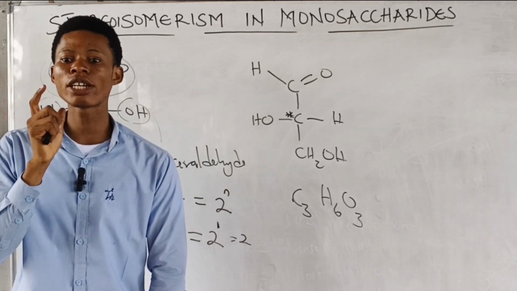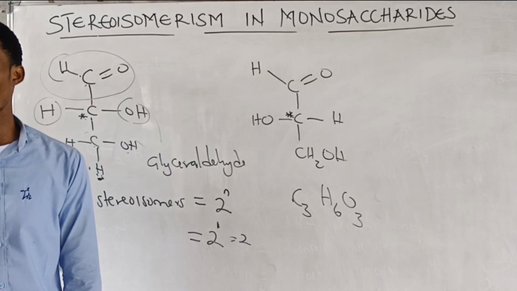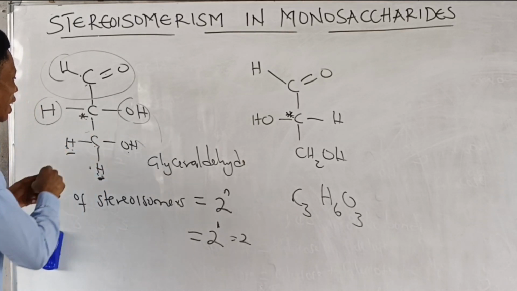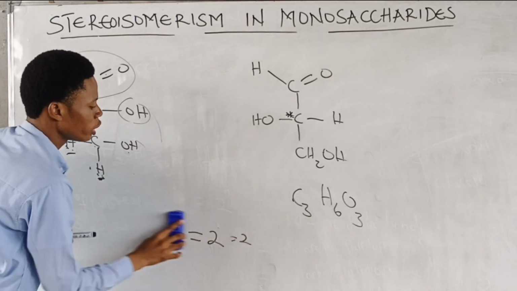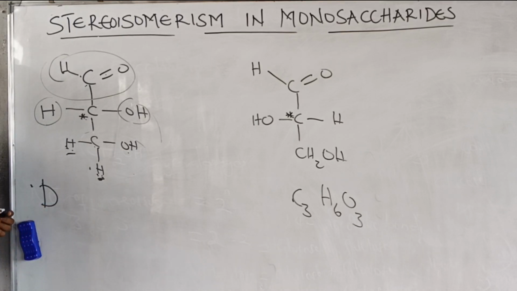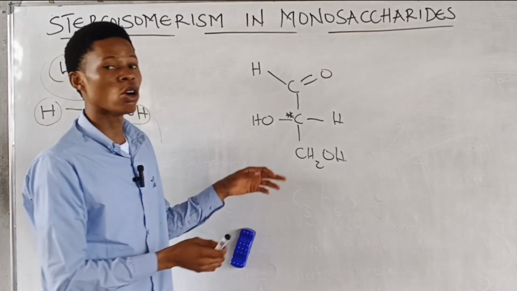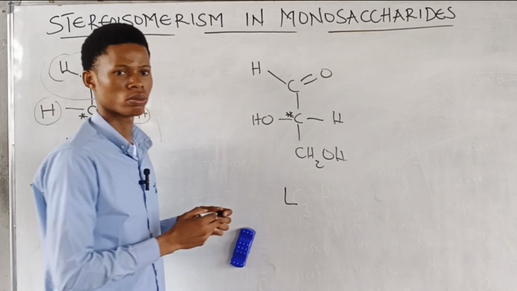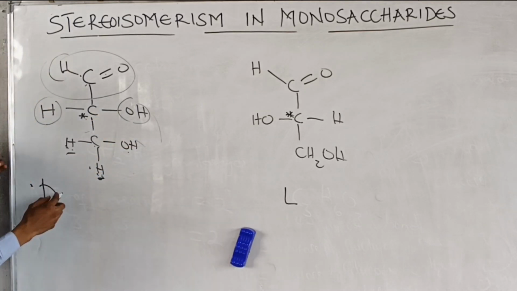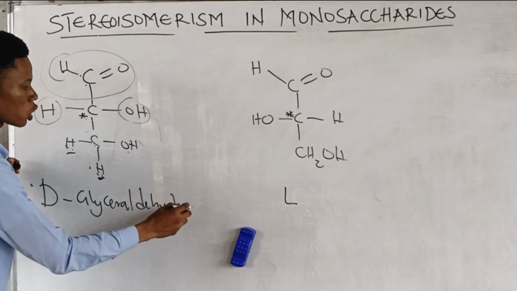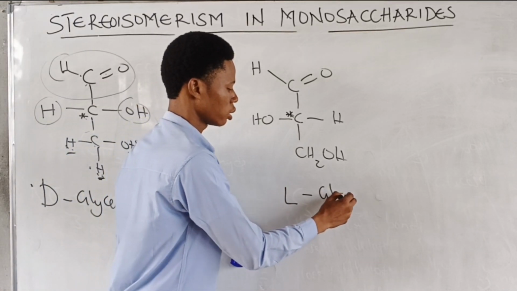Now, listen to this one attentively. Any compound you see where the OH on the chiral carbon is on your right, you designate that compound with D, meaning dextrorotatory. Any compound you see with the OH on the chiral carbon on your left, you designate that one what? L. So this is D what? Glyceraldehyde. And this is L what? Glyceraldehyde.